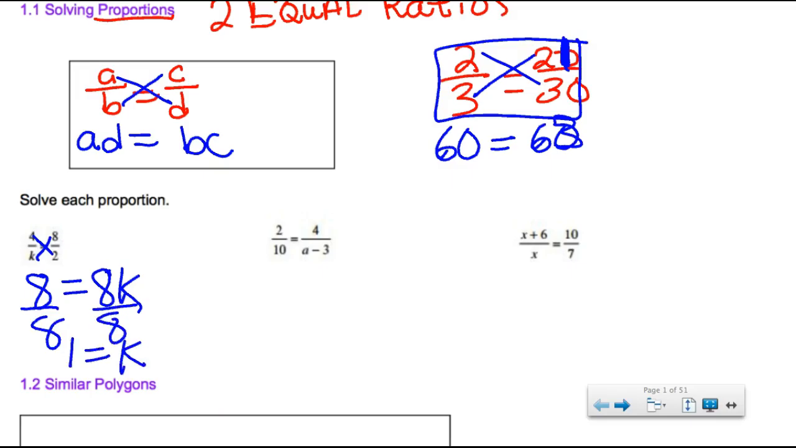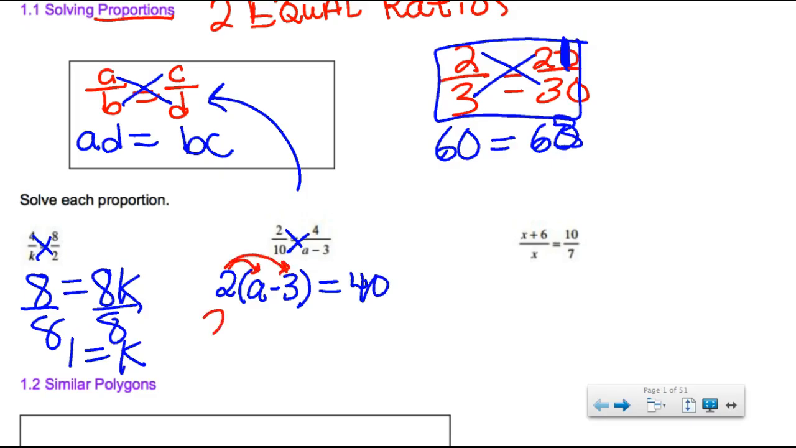So that one wasn't so bad. On the next one, we're going to do the same thing. We're going to set the cross products equal. We're going to say 2 times, but we need to do the quantity a minus 3. So we need to lock and load it in a set of parentheses, is equal to 10 times 4, which is 40. Then we're going to use our Algebra 1. We're going to distribute the 2 in, 2 times a minus 2 times 3 would be equal to 40.